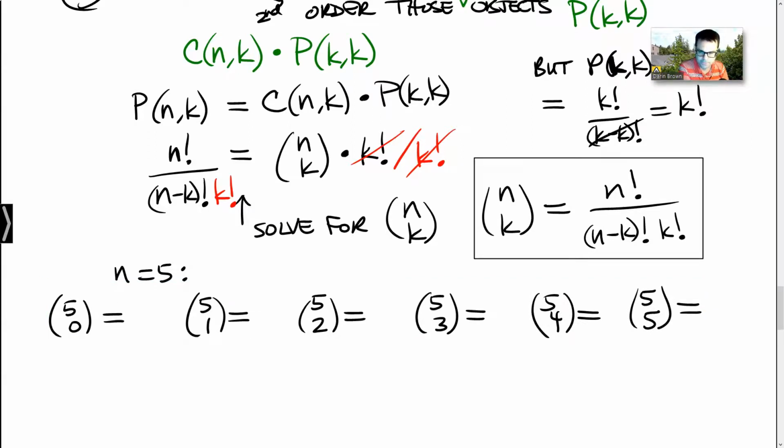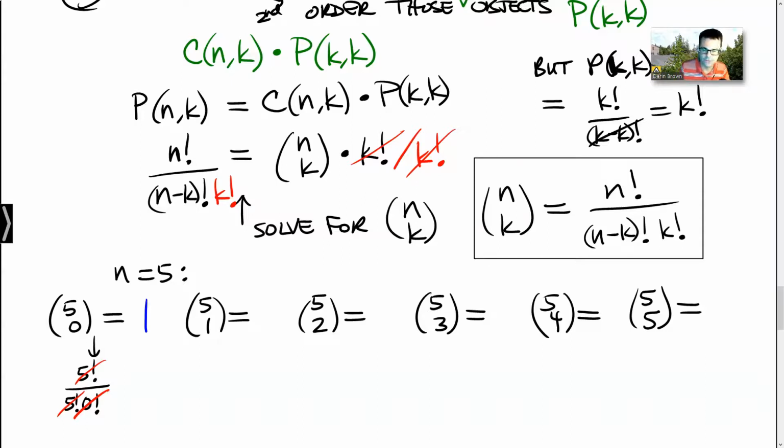Okay, so let's see what these are. 5 choose 0. I'm just going to plug into the formula. So this would be 5 factorial over 5 minus 0 factorial times 0 factorial. Notice that the two numbers you're taking the factorials of in the denominator always add up to n. So they're always going to add up to the upper number, 5 here. So it's going to be 5 and 0. 5 plus 0 is 5. Now, 0 factorial reduces to 1. And then 5 factorial over 5 factorial, well, it doesn't matter what 5 factorial is. Those are going to cancel. So this is going to be 1.